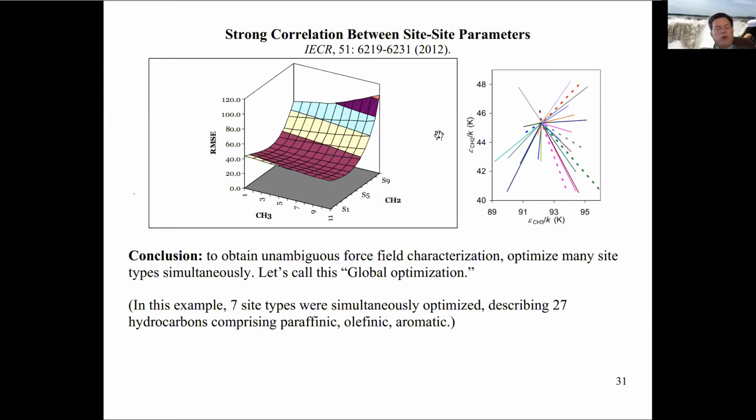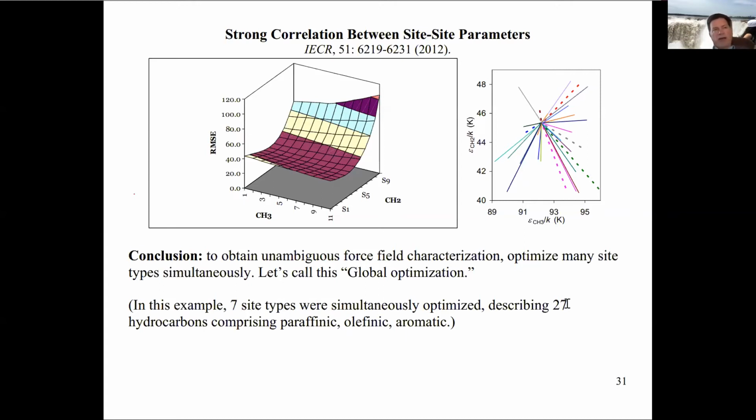So in order to sort out what those different parameters really ought to be, ideally you would have to do everything all at once. But that would be way too expensive. So what we found as a reasonable trade-off was we picked 7 site types that could simultaneously describe the paraffinic, olefinic, and aromatic hydrocarbons. And we used 27 different hydrocarbons, and we optimized that all at once.